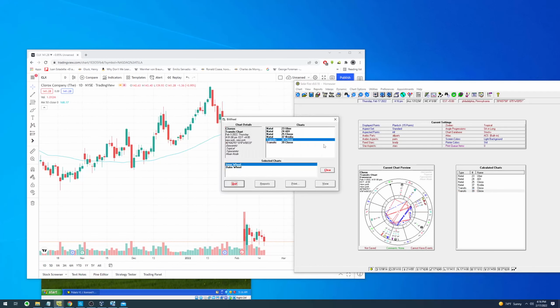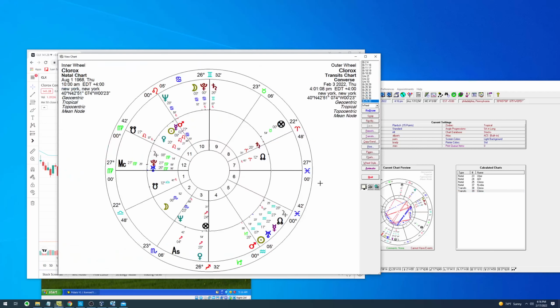But if we look at the Converse Transits, we find Saturn exactly on the midheaven with an orb of less than 30 minutes. You see the Saturn here. Even Pluto can come into play here, but it's very slow in motion. But here the Saturn indicates the drop.